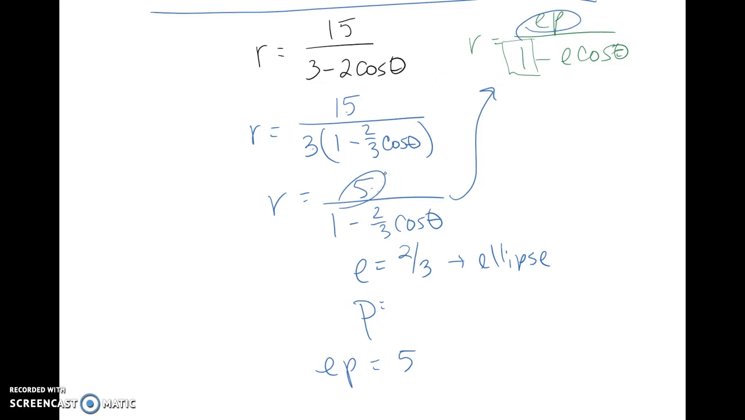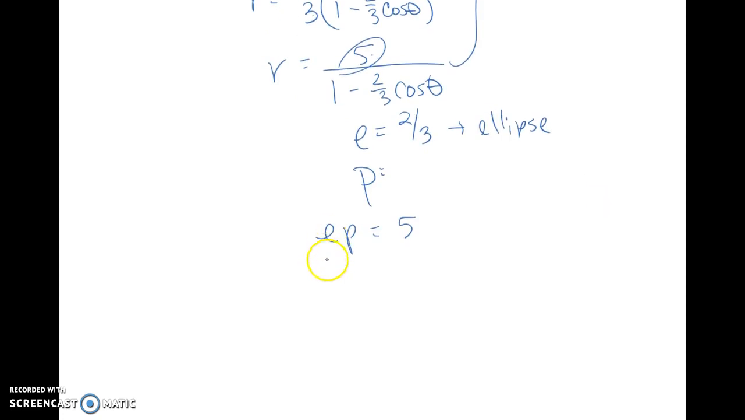And then I know that my e is 2/3. So I'm just going to do a little algebra. If this is 2/3, then I can totally find the p, the focal distance. So I'm going to multiply by 3/2, and I'm going to get 15/2.